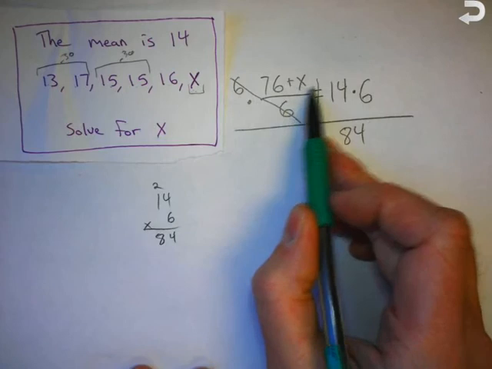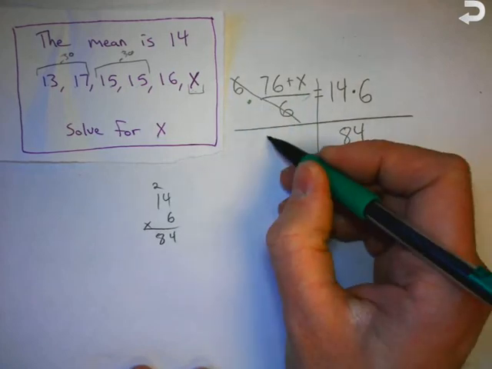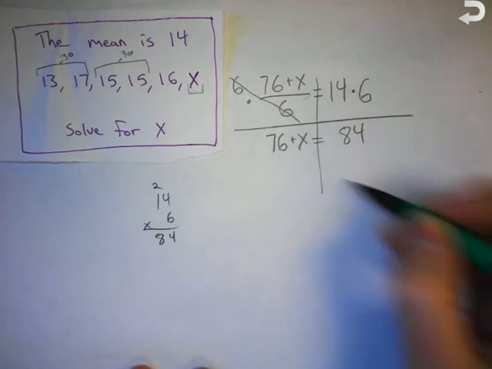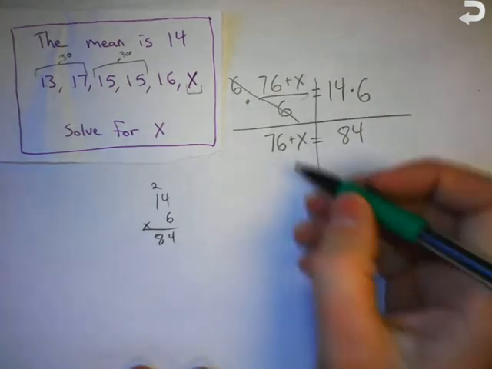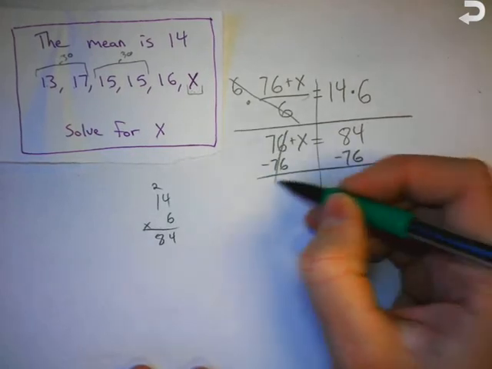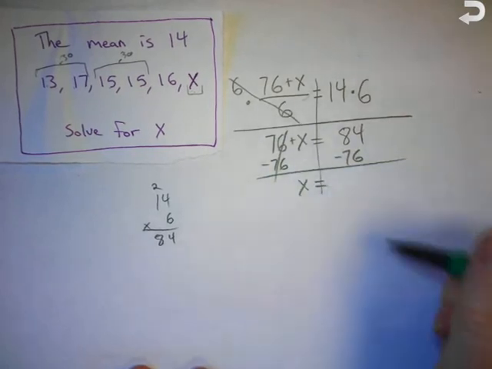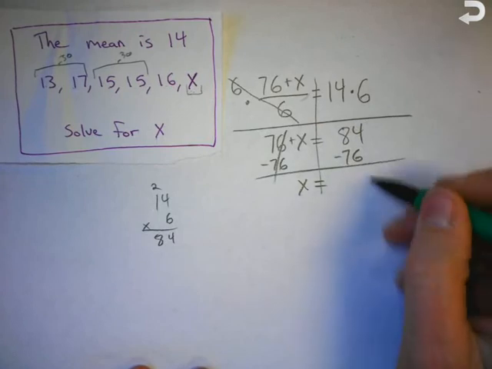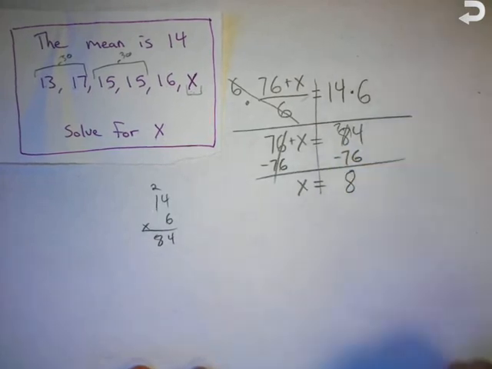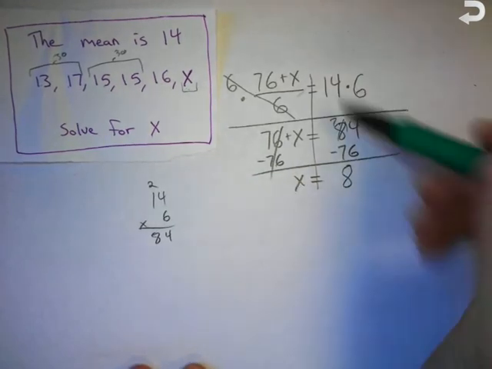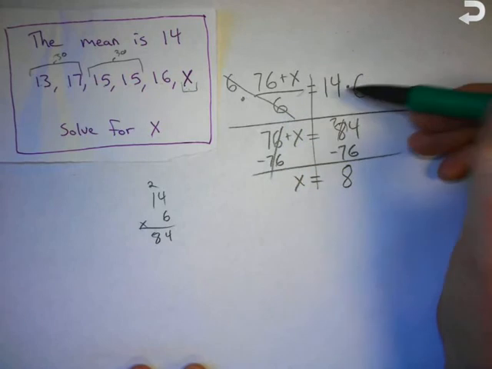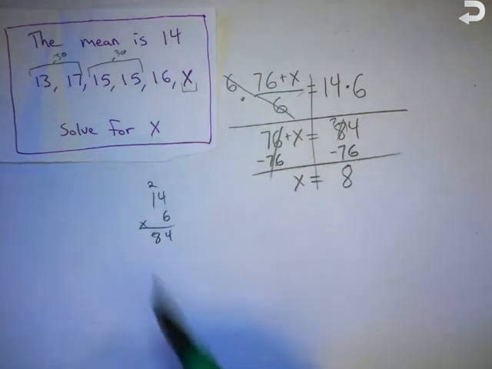Okay, so the 6 is canceled, but the 76 and the x, we haven't done anything with that yet, so I'm just going to bring it straight down. 76 plus x is equal to 84. The last thing we do to solve this is pretty obvious. I subtract 76 from both sides. Those cancel. I'm left with x equals 84 minus 76, which is 8. So what I'm saying here is that 8 is the only number that when you divide the total by 6, you get 14, and that was the mean.